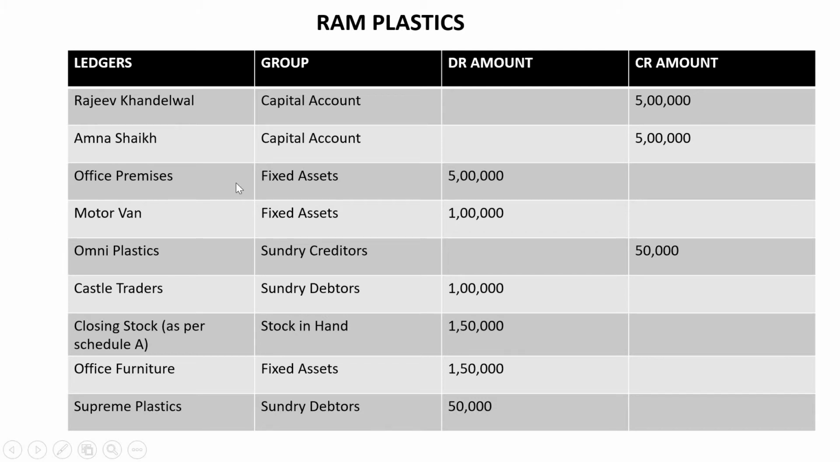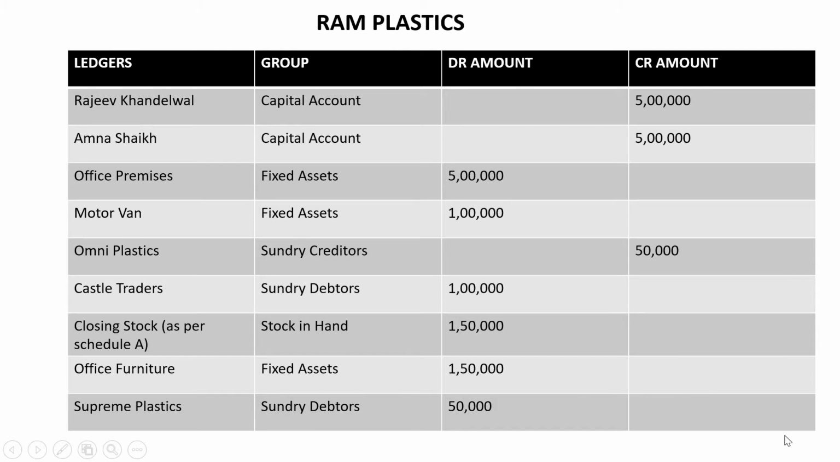Okay, this trial balance ultimately gives you your profit and loss account as well as your balance sheet. So I have taken only the balance sheet balances. I have two capital accounts, then office premises and motor van, which come under fixed assets, Omni Plastic, Castle Traders as sundry creditors, then closing stock, office furniture and Supreme Plastics, which is a sundry debtor.